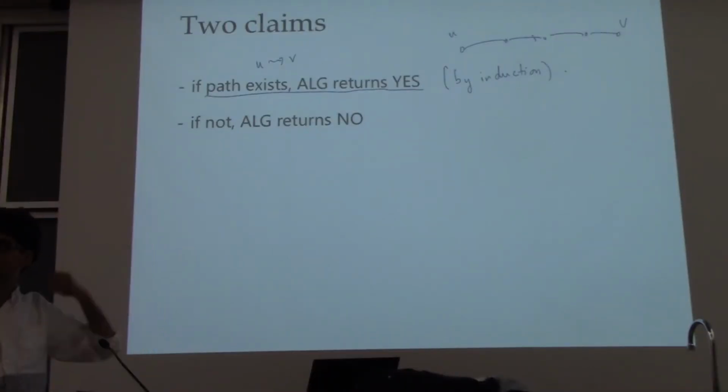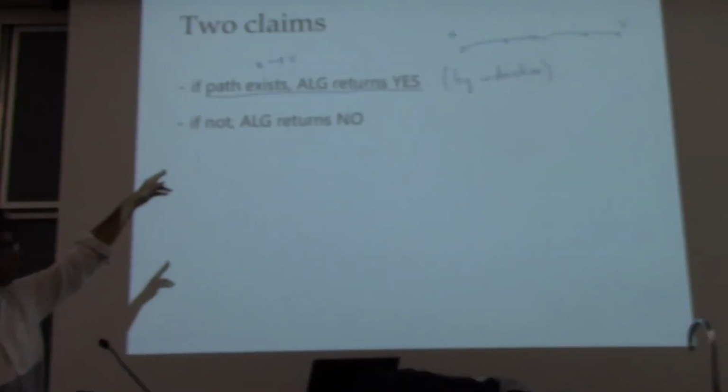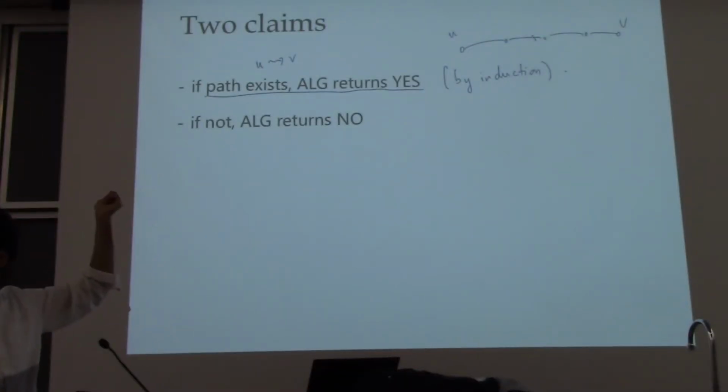It's roughly the same proof, but it's just done by contradiction. So that's also fine. And if not, so this is only half the story. This is what I want to highlight, because an algorithm could always reply yes, and it would satisfy this property, right? That if the path exists, the algorithm returns yes.